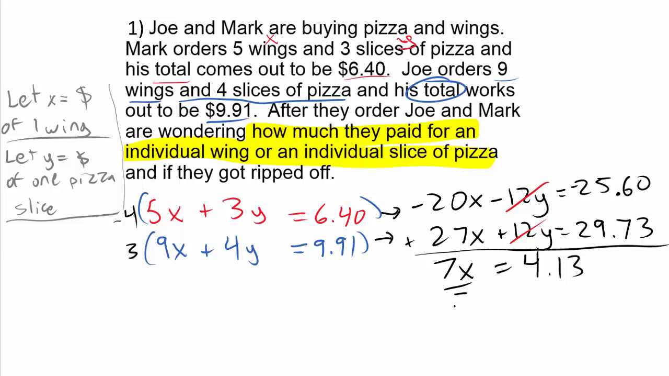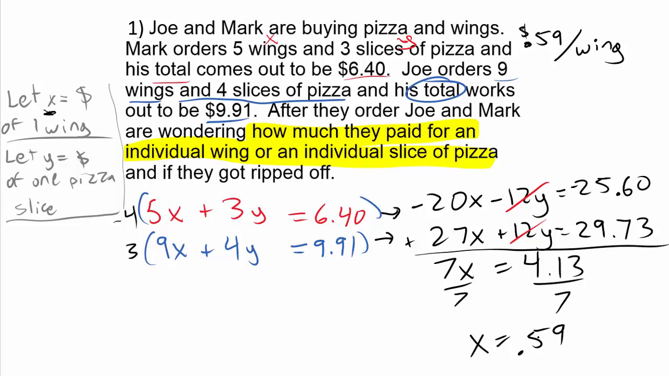And finally, I should end this problem by dividing by 7 on both sides. And if we divide here, 413 divided by 7 gives me 59 cents. Okay. Now, again, if you weren't sure what that number meant, we can go back to our let statement, and we know that x represents the cost of one wing. So what we figured out so far is that the cost right now is 59 cents per wing.